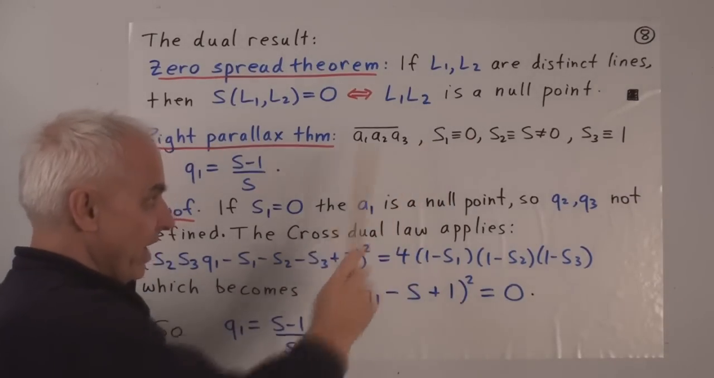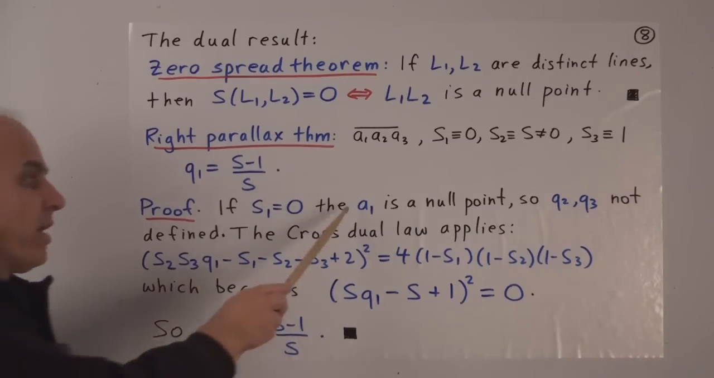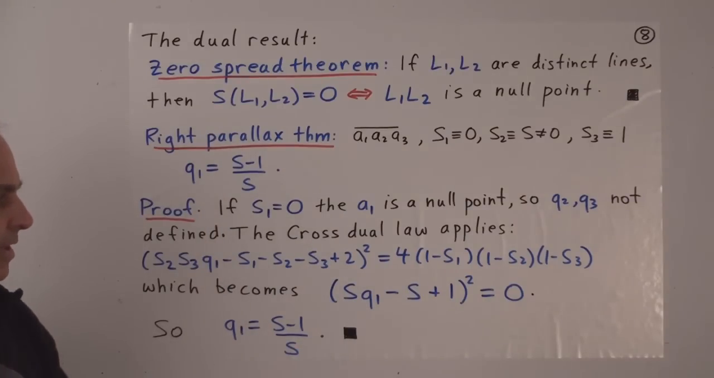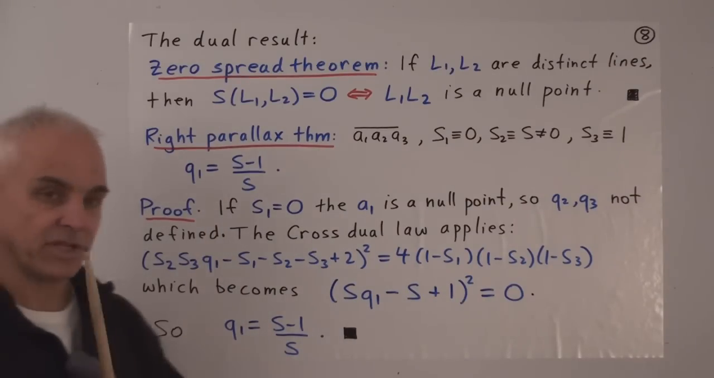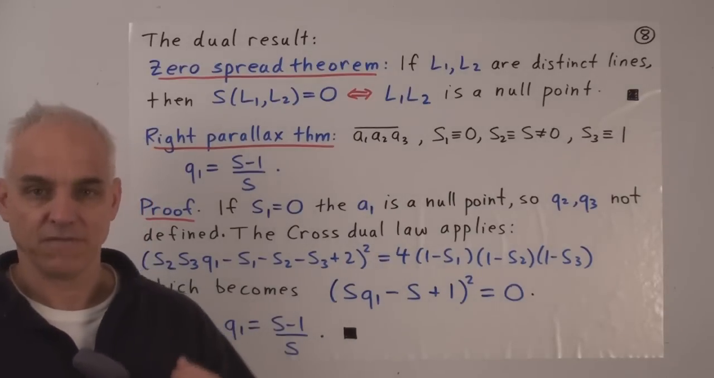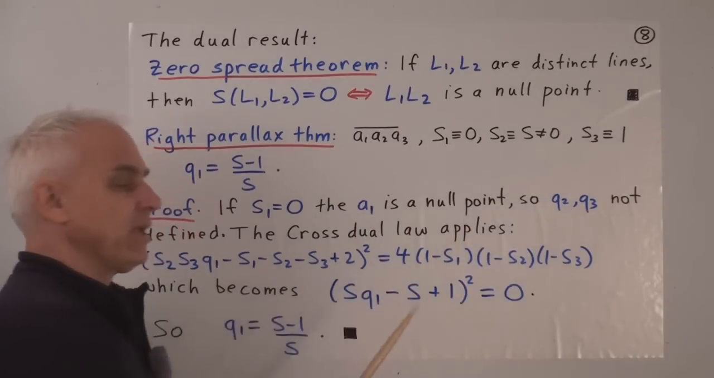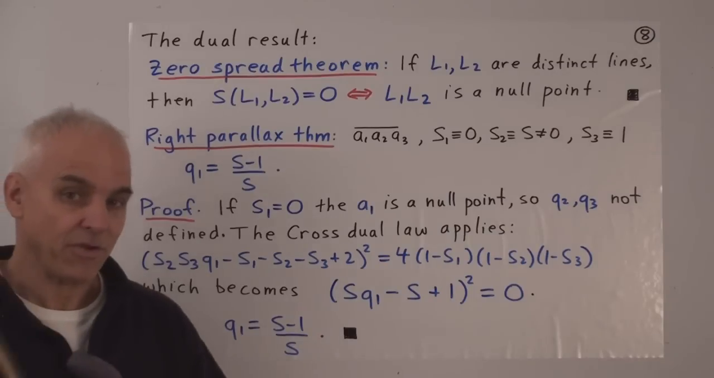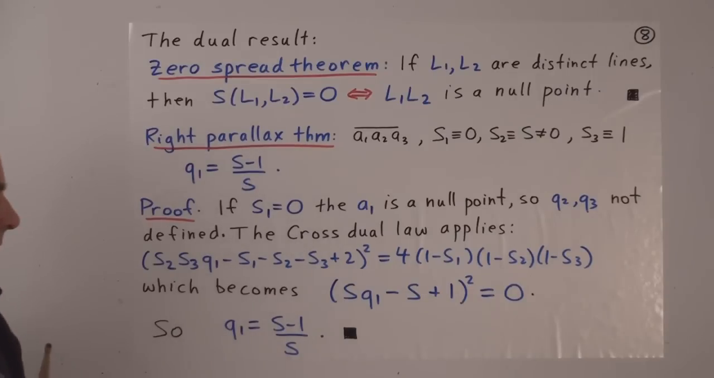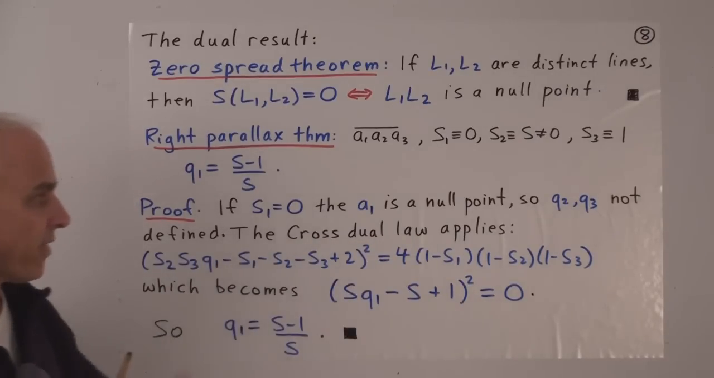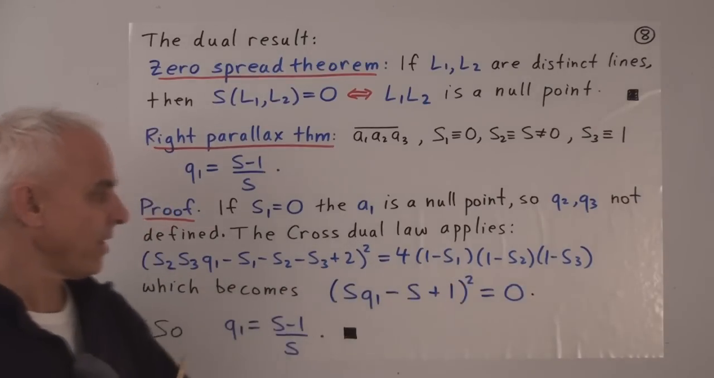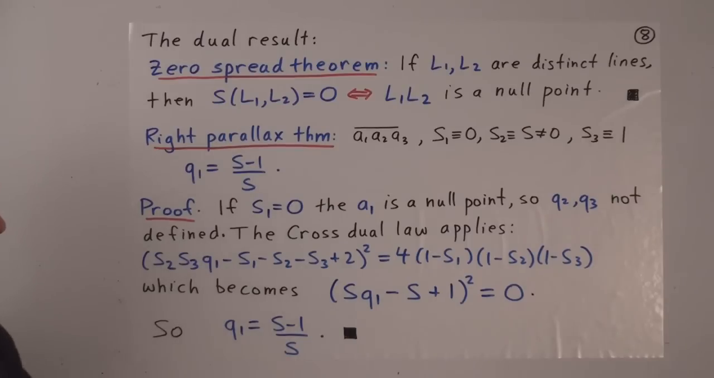First of all, this spread S1 being 0 means that A1 is a null point. That's exactly the zero spread theorem. So if A1 is a null point, then the quadrances between it and the other two points are not defined. So Q2 and Q3 in the triangle are not defined. But the other quadrance, Q1, is. And the cross dual law applies to the three spreads of the triangle and that third quadrance Q1. And here it is, the cross dual law that we've just been talking about.